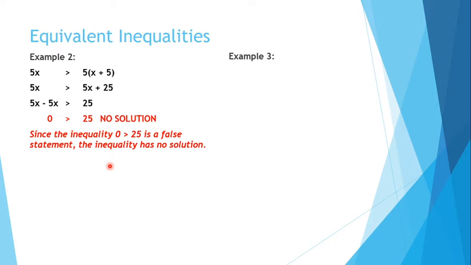Now let's try example 3. 8x is less than 8 multiplied by x plus 2. We just have to distribute: 8 times x is 8x, and 8 times 2 is 16. Now, as you can see, if we transfer 8x to the other side, that will become 0, leaving 16 on the right side. So the result is that 0 is less than 16.